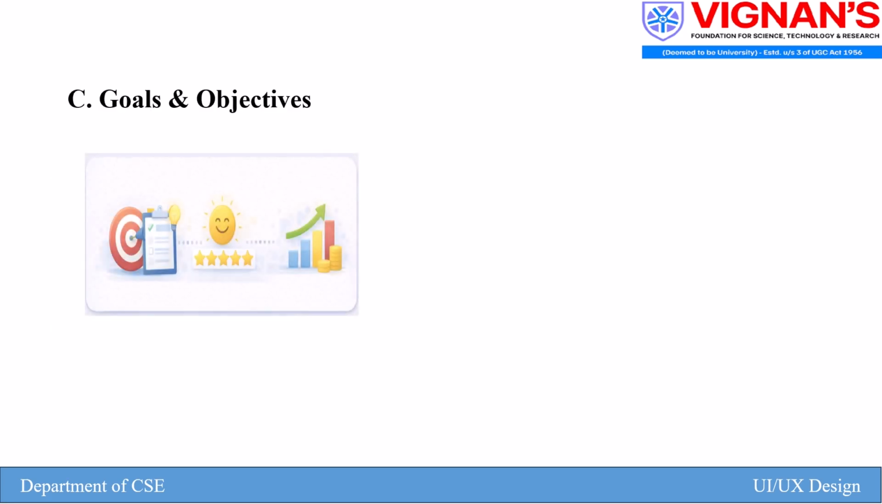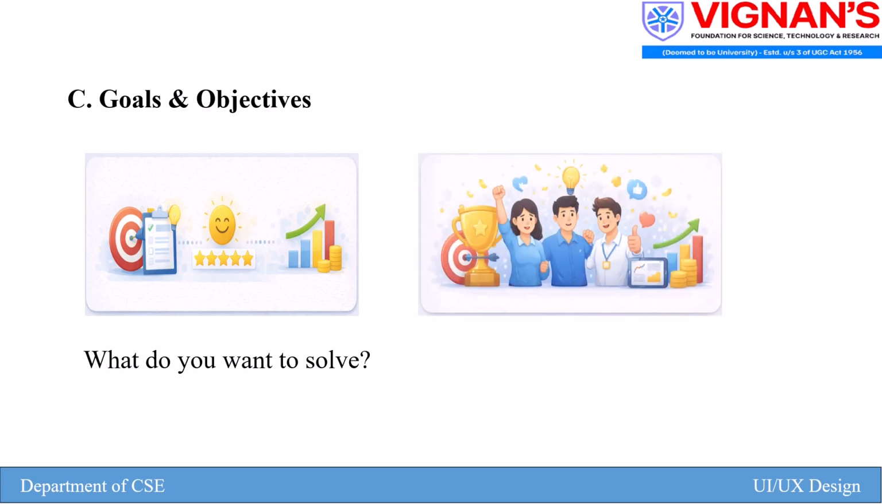This is the goals and objectives section. The goal defines what you want to solve. Objectives describe what success looks like.